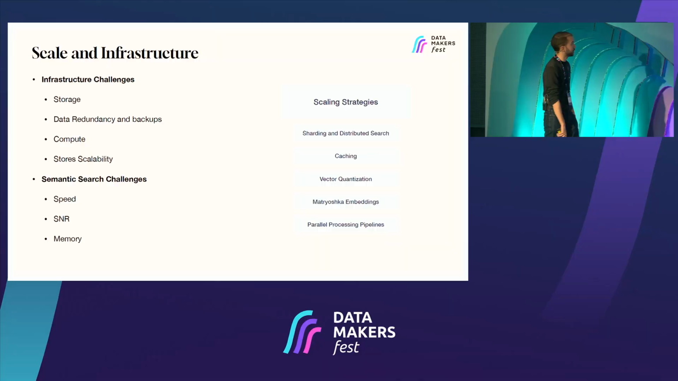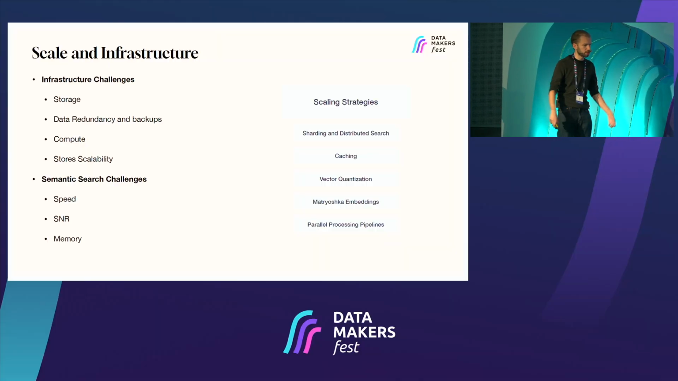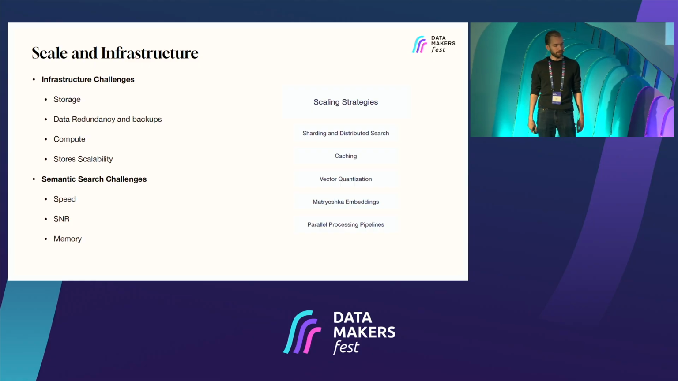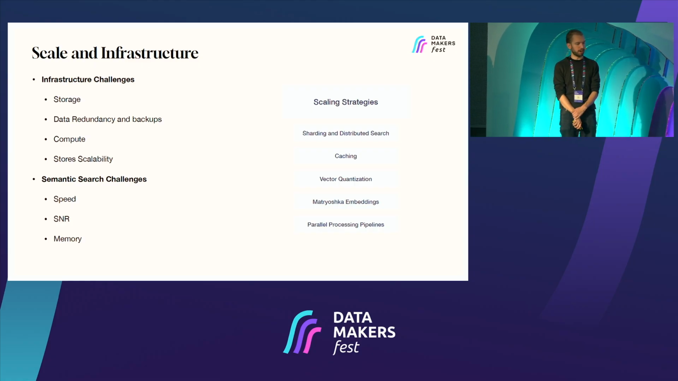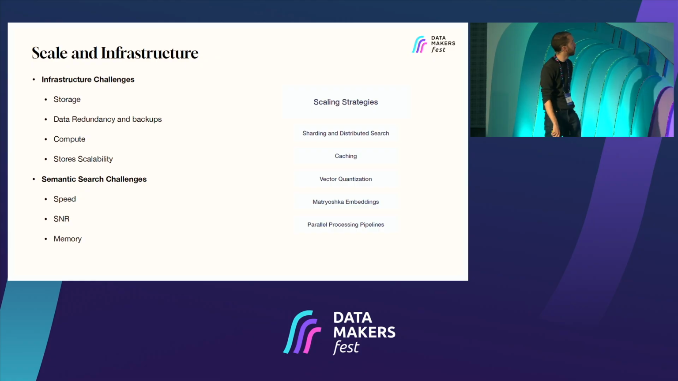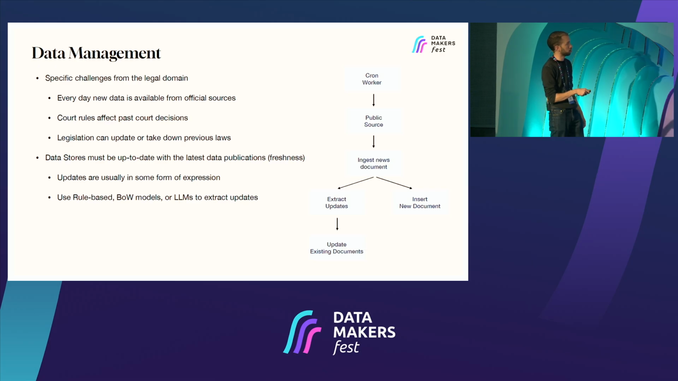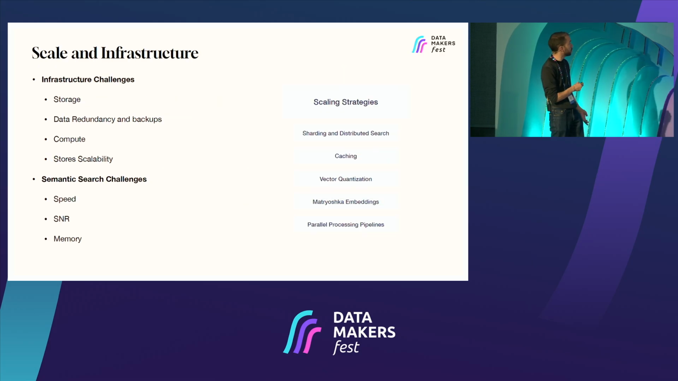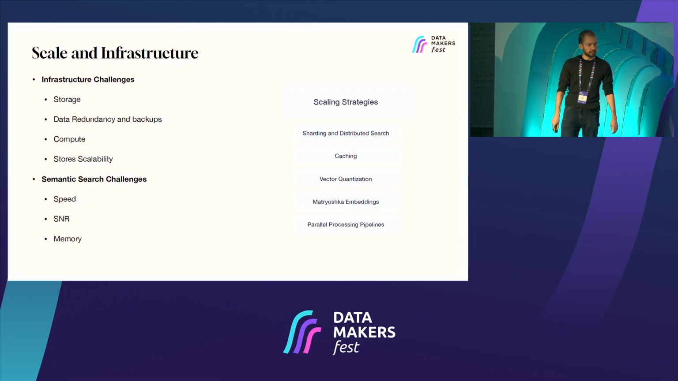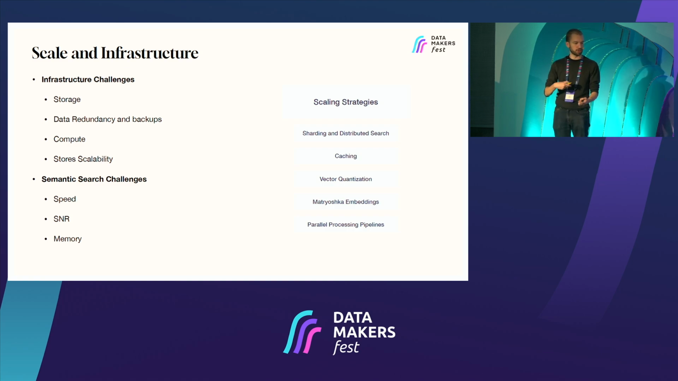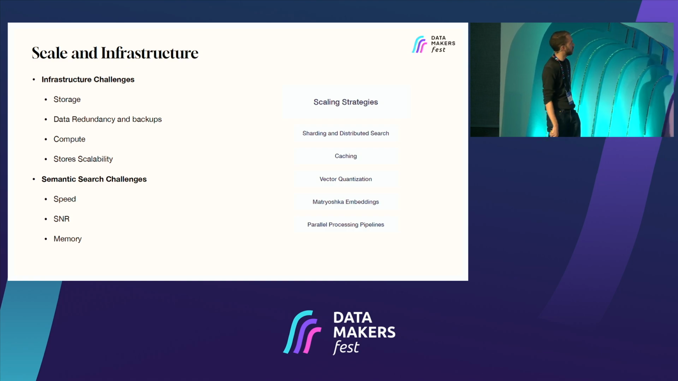Of course, with this, we have a big challenge in terms of infrastructure. We have storage that keeps growing. We have to, of course, keep in mind data redundancy and backups, the compute for doing all of this and all the post-processing, and the scalability of each source. As I said, the semantic one, the vector store, I think in terms of compute and scalability, is the most challenging one, because more vectors means more in-memory storage, more latency, more costs, as I said here.